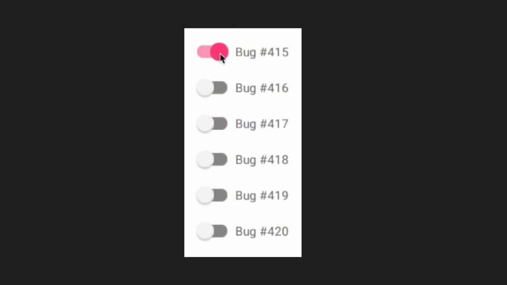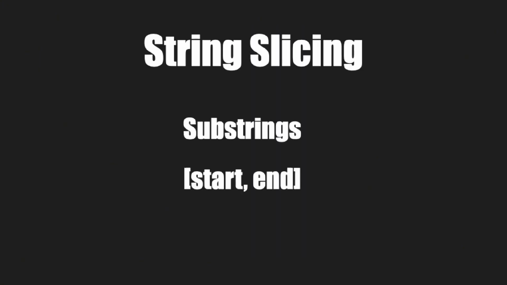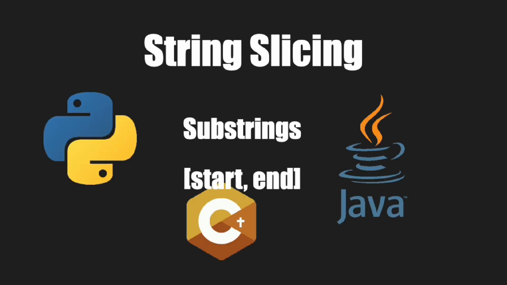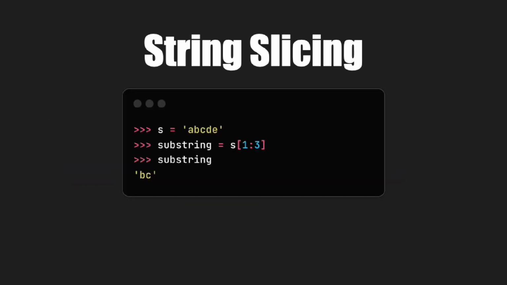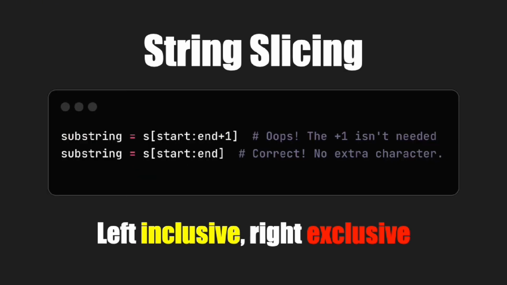Next, let's talk about string slicing. Off-by-one errors are especially common when extracting substrings because of how ranges are handled in many programming languages. Here's where things get tricky. Most languages use left-inclusive and right-exclusive ranges for slicing. This means the character at index end isn't included. Adding +1 includes an extra character unintentionally.